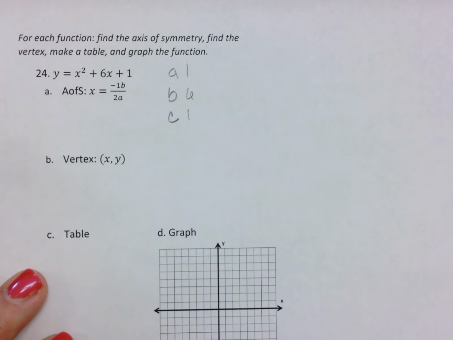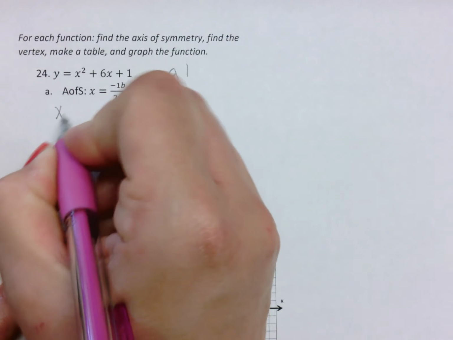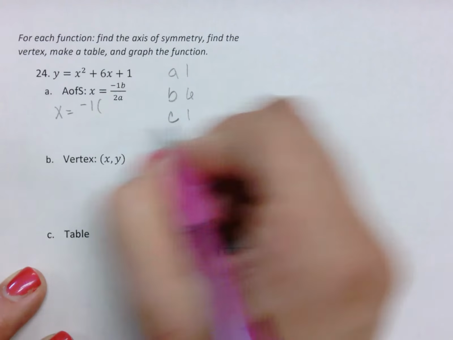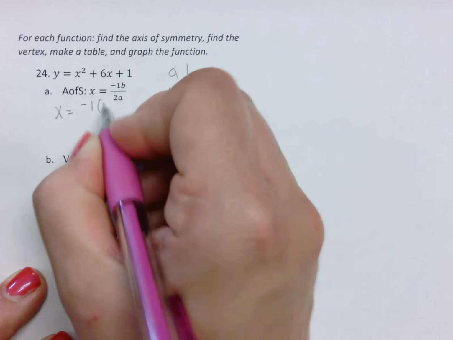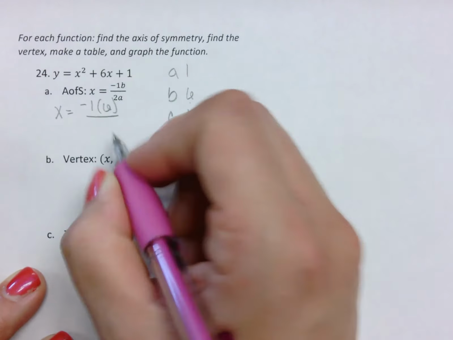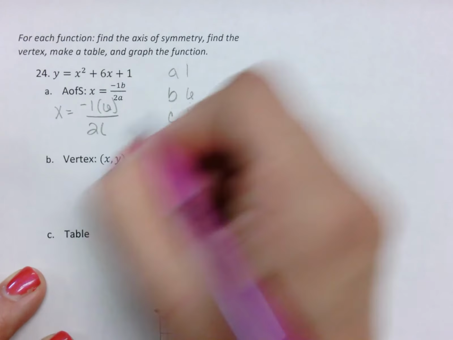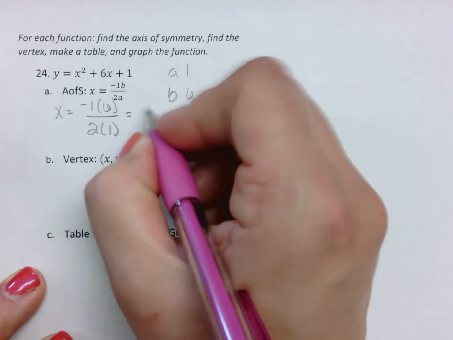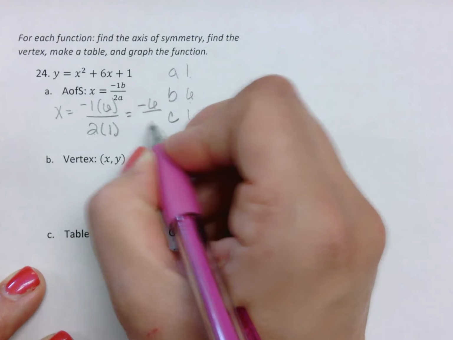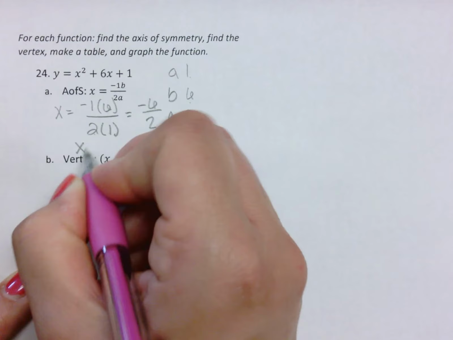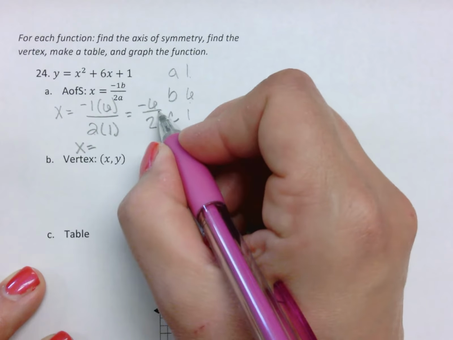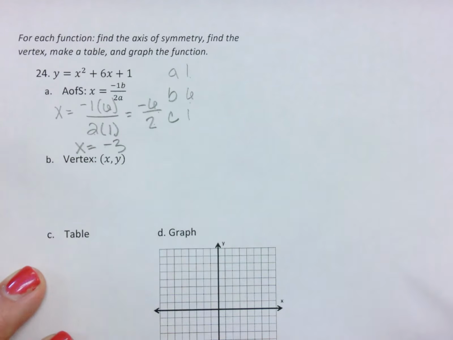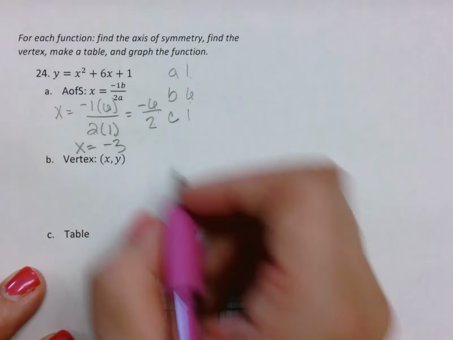So we're going to plug the numbers that we need, the A and the B, into the axis of symmetry formula. X equals negative 1 times B. So we're going to take the B out and replace it with a 6. And on the bottom we have 2 times A. We're going to take the A out and replace it with a 1. Negative 1 times 6 is negative 6. 2 times 1 is 2. And then we're going to reduce. Negative 6 divided by 2 is negative 3. So our axis of symmetry is negative 3.